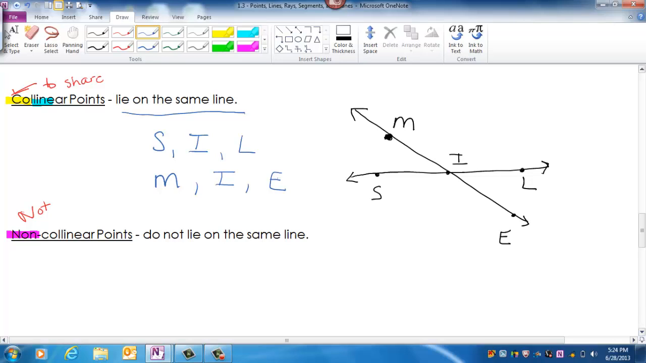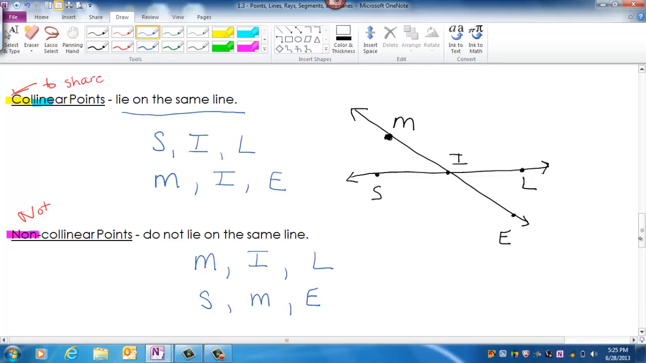And then non-collinear points, points that do not lie on the same line. Okay, so now let's say it said to label 3 non-collinear points. You could maybe start with M, and then say I and L. Or maybe you say S and then M and E. That would be 2 examples of 3 non-collinear points.